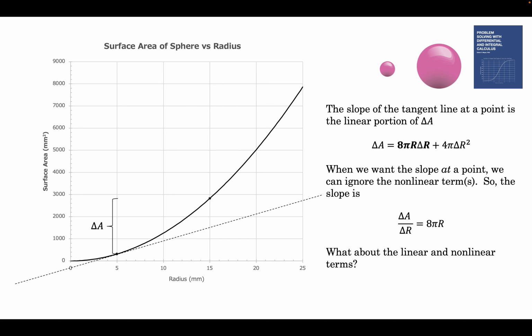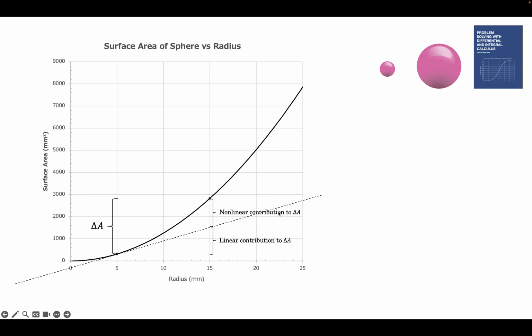What about the linear and nonlinear terms? Can you find them on the graph? There they are. Linear term starts at 5, goes up to the tangent line. That's the nonlinear term, and as we saw, those contributions were the same, and they look about the same. If we're in close here, the linear term dominates.